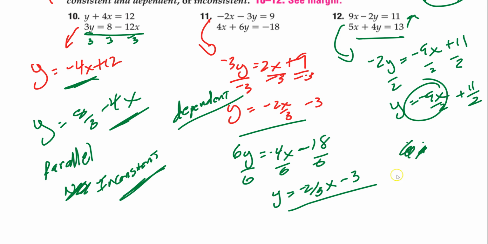Independence, proper name for that. Independent is one solution, they cross at one point. Dependent, they're the exact same line, and if they're parallel, they don't cross, we call that inconsistent. So those are the terms for that.